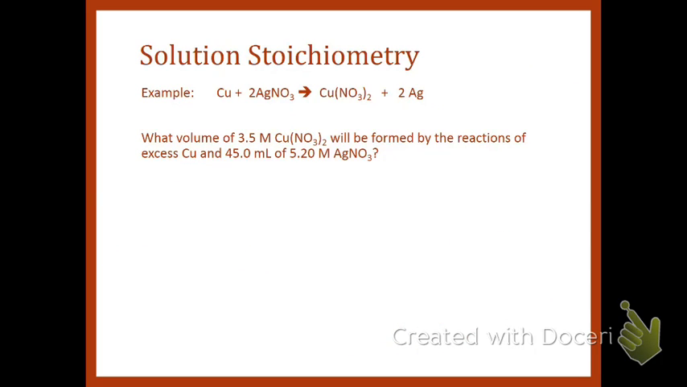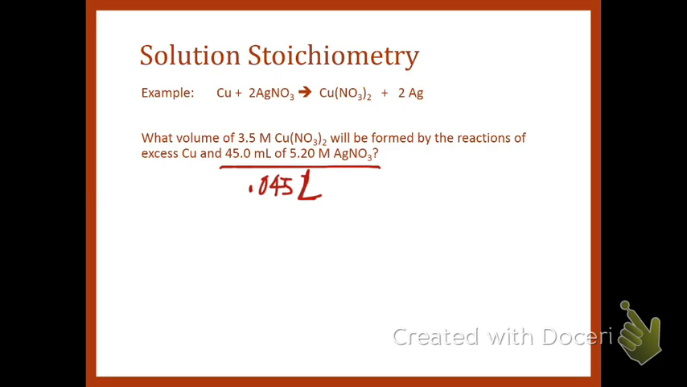All right, in this one, it's wanting to know what volume of copper 2 nitrate will be formed by the reactions of excess copper with silver nitrate, and now we have a different concentration. Okay, so we're still going to start with this right here, volume times molarity. This time we have 45 milliliters. If I divide that by 1,000, I get 0.045 liters. That's an L.